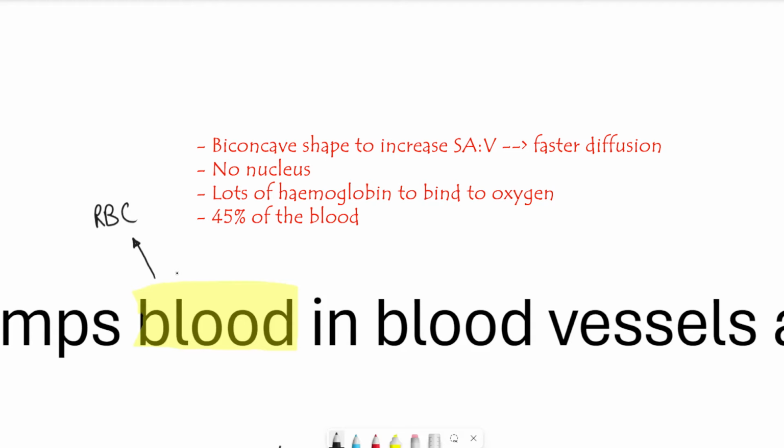So the next thing that we'll talk about is the blood. There are 4 components of the blood that you need to be aware of. The first component, probably one of the most famous for the blood, is the red blood cells. Red blood cells are biconcave disc shaped, and that is to increase their surface area to volume ratio, allowing faster diffusion of oxygen into and out of the cells. Inside, they don't have a nucleus, so that there's more space for hemoglobin, which is the protein that binds to the oxygen. The red blood cells make up about 45% of the blood, so there's a lot of them, although they don't make up all of it.